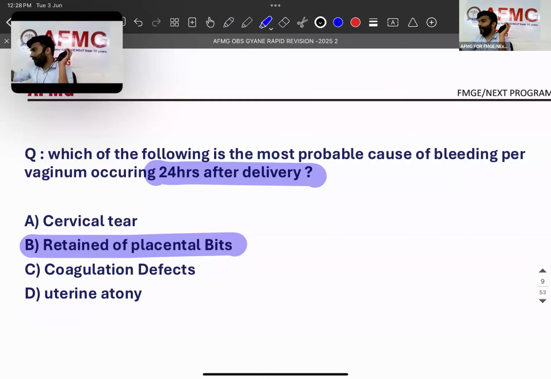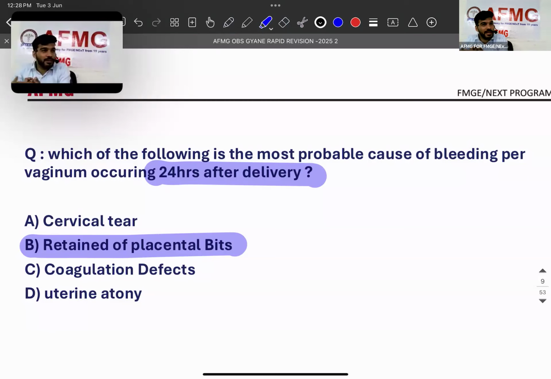4 steps. Very important. First step is give the which drug? Uterotonic agent. What is uterotonic agent? Oxytocin. Sir, what is oxytocin doing? It is maintaining the tone of uterus, because the most common cause of postpartum hemorrhage is atonicity.